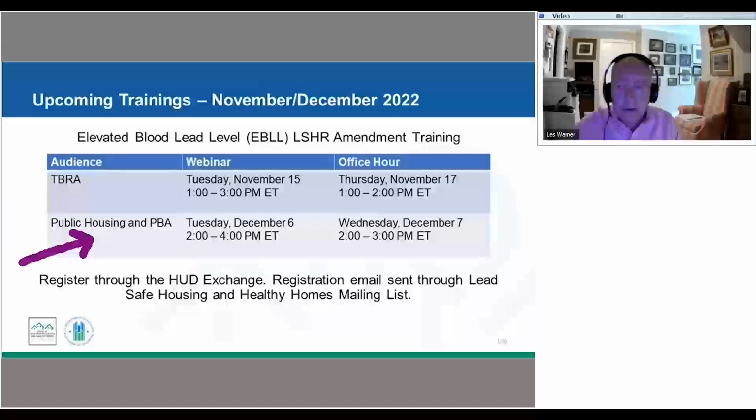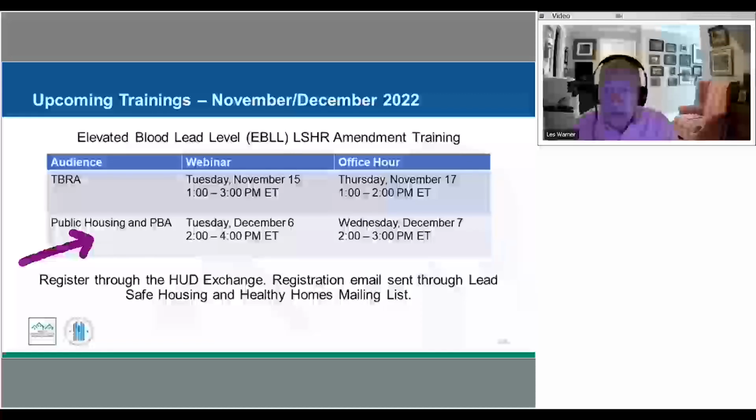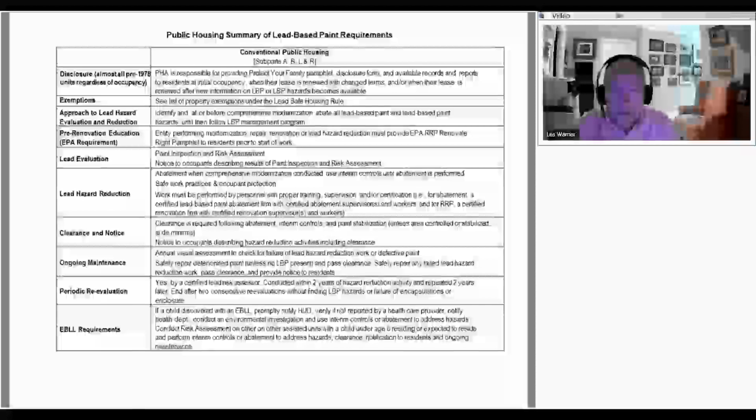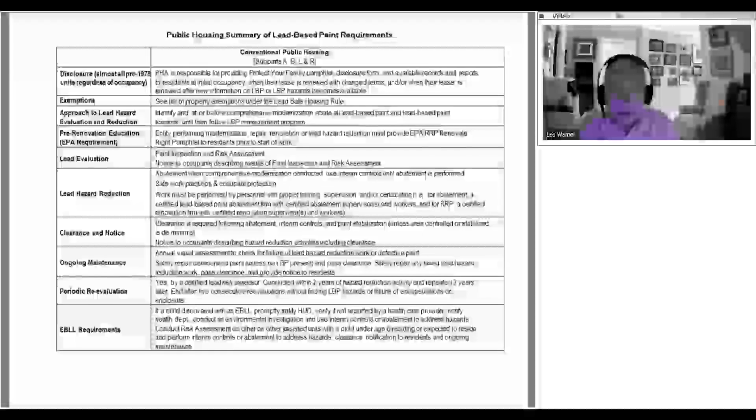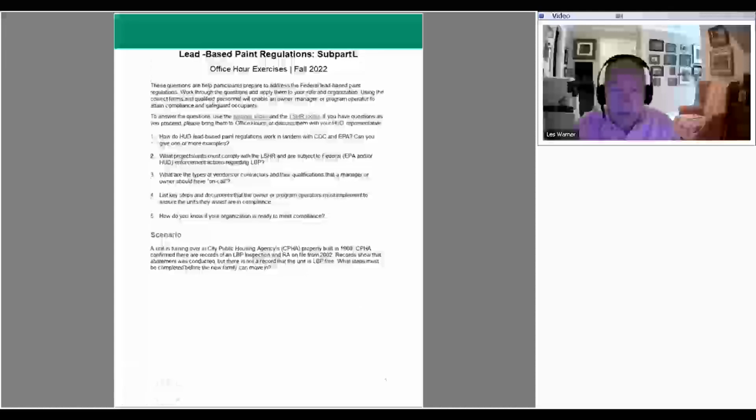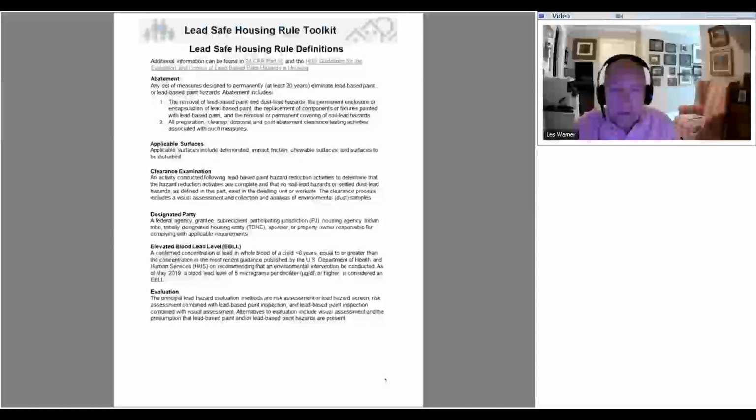Somebody typed in exhibits, and I'm not sure what they mean by that, but there were a number of handouts that were provided for the training. We have this summary chart, which I think is invaluable. We have our definitions that you can access. These are all also found in the regulations as well as in the HUD guidelines.